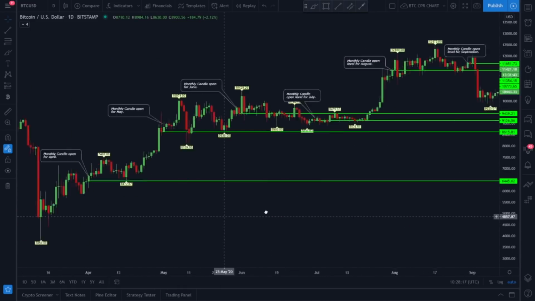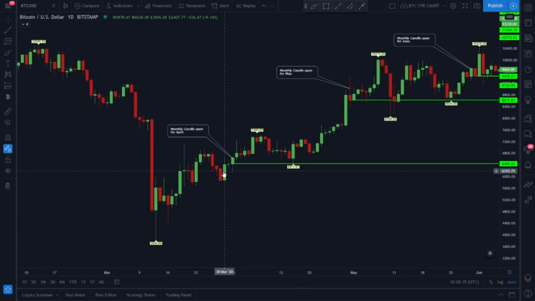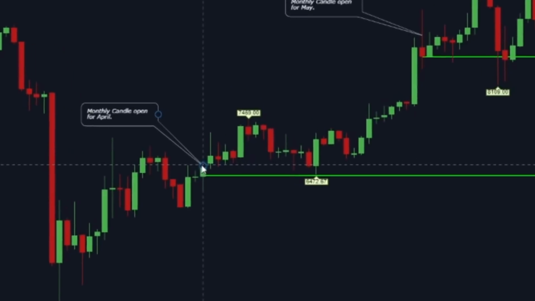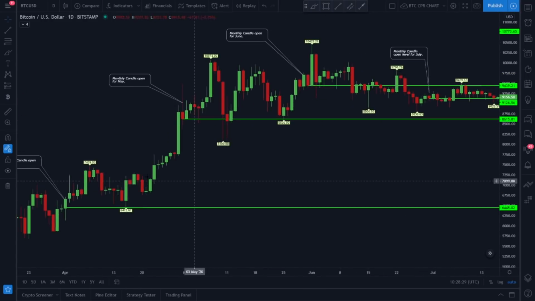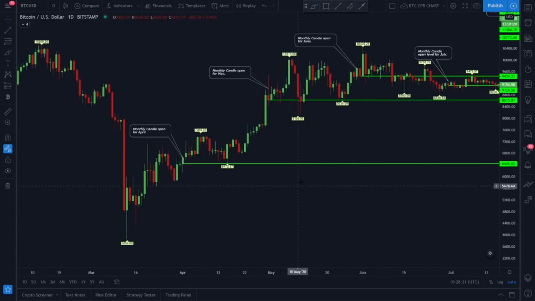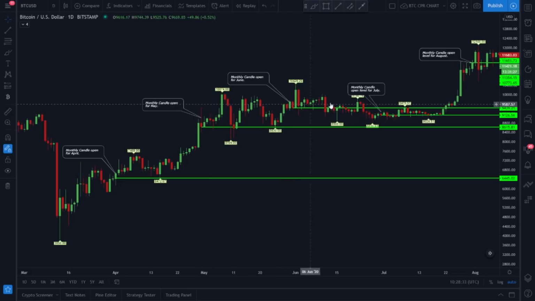Because if you look at this price structure here from the beginning since March, guys, this candle here, this was the 1st of April. So you can see, where did the 1st candle open? It opened exactly here. That's why I drew this green line from there. And why I'm doing this for each and every month, right?